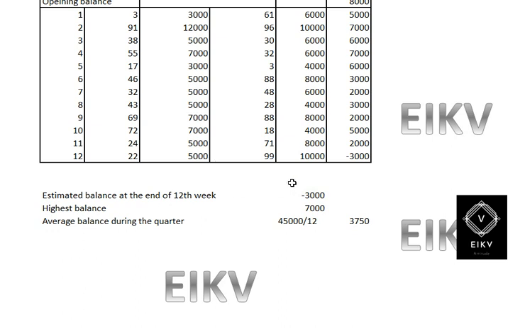Then when we compute the balance of the 12th week, it will be negative 3000, and then the estimated balance at the end of the 12th week is negative 3,000, the highest balance is 7,000, and the average balance during the quarter will be 45,000 divided by 12, that is 3,750. The average balance will be 45,000 divided by 12, since we have 12 weeks. Therefore, the average will be about 3,700.